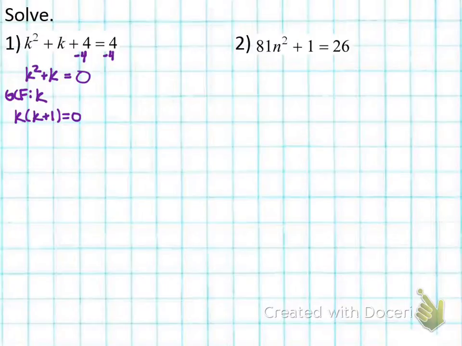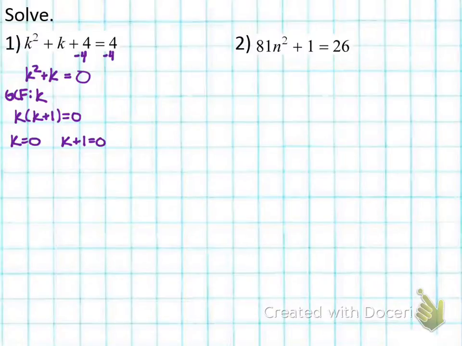Now I have two things being multiplied together that equal 0. Remember we talked about the only way that's possible is if one of those things is 0. 10 times 2 gives me 20. 1 times 5, I have 5. I can never get 0 by multiplying unless I have 1 times 0 or 0 times 5. I need a 0 as one of the factors there. So I get to split this up then using that property. So I have k equals 0 and k plus 1 equals 0.